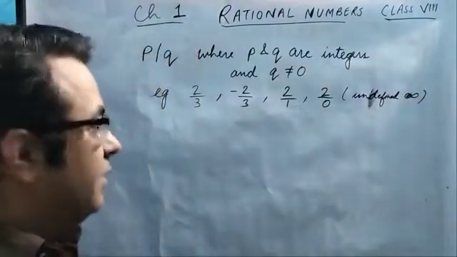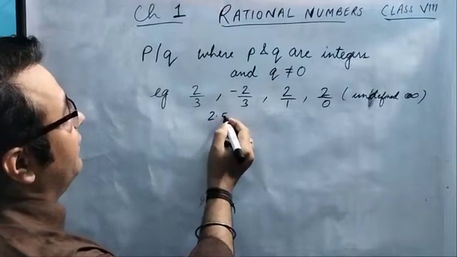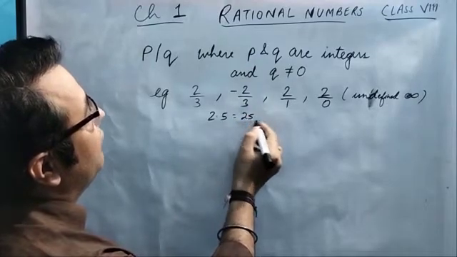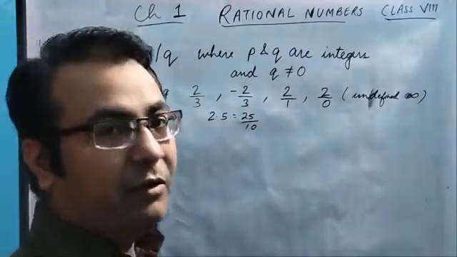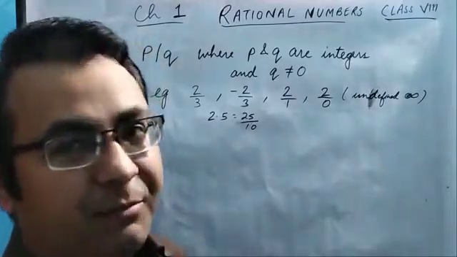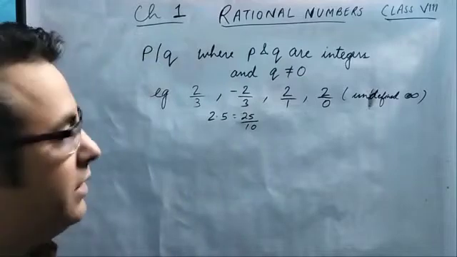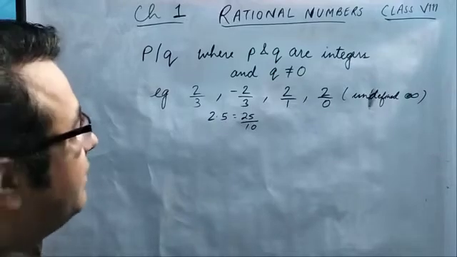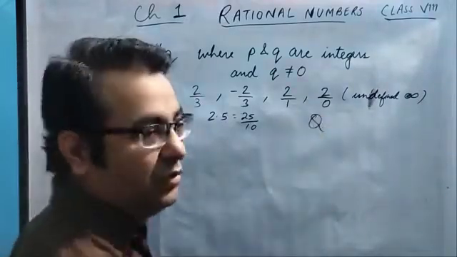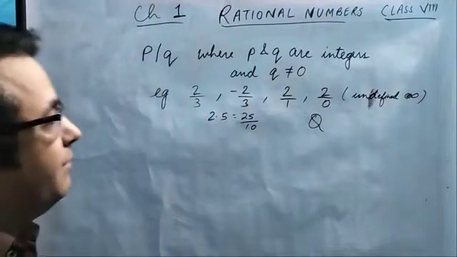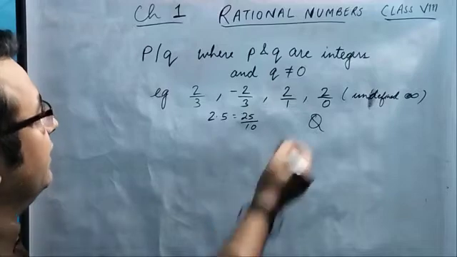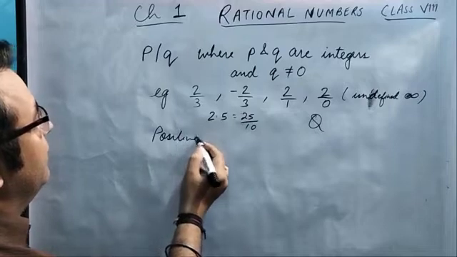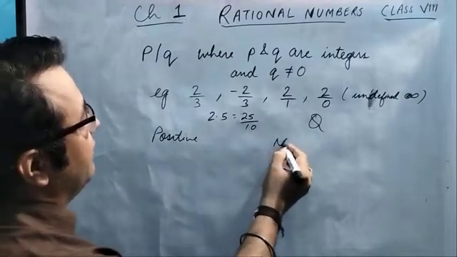Another example, 2.5. Yes, it is a rational number because we can write 2.5 as 25 upon 10. It is of the form of P upon Q and Q is not equal to 0. Rational numbers are denoted by a capital Q. Now, depending on the signs of the numerator and denominator, rational numbers are further divided into two types. First type is positive rational number, and the second is negative rational number.